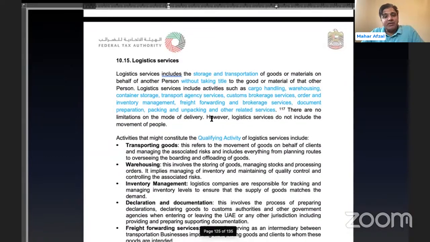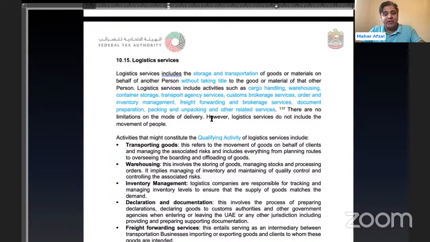Logistic services, this is transportation, end-to-end logistic services, will be a qualifying activity. The important thing is, if anyone is assessing a single activity, that activity might not be qualifying income, but end-to-end, it will be considered qualifying income. We need to always look into this, which is a very important thing.